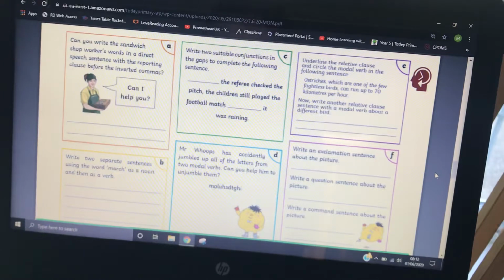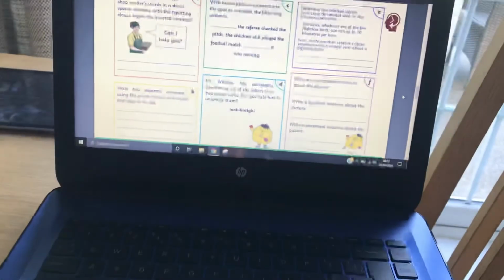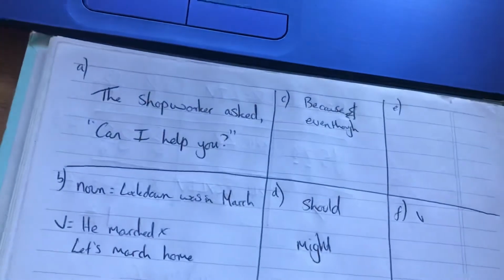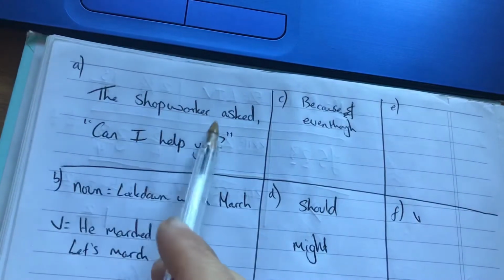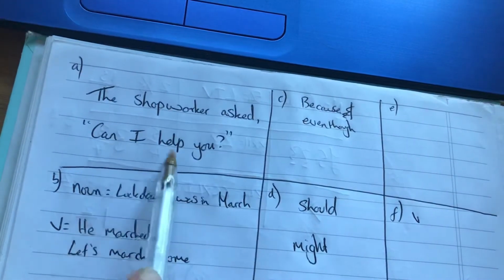Can you write the sandwich shop worker's words in a direct speech sentence with the reporting clause before the inverted commas? I like these very wordy questions, but you know exactly what you need to do. So, there you go. The shop worker asked, "Can I help you?"